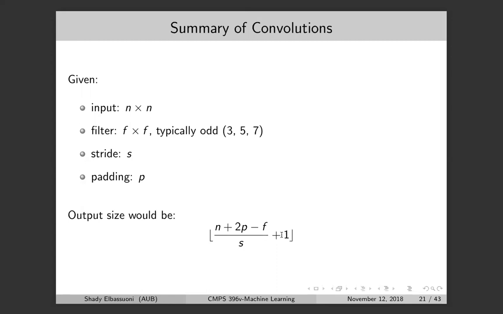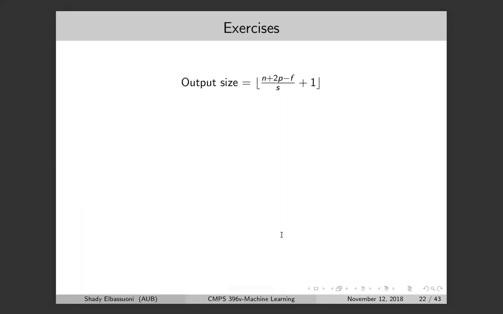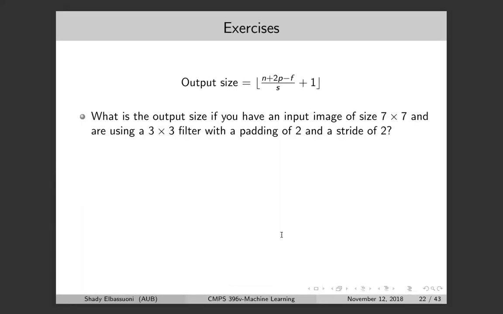Let's see some exercises on this. What is the output size if you have an input image of size 7 by 7 and you're using a 3 by 3 filter with a padding of 2 and a stride of 2? S is the stride. 5 by 5. Let's calculate it. I have 7 plus 4, 11, minus 3, that's 8, over 2, that's 4, plus 1 is 5. So I get 5 by 5.